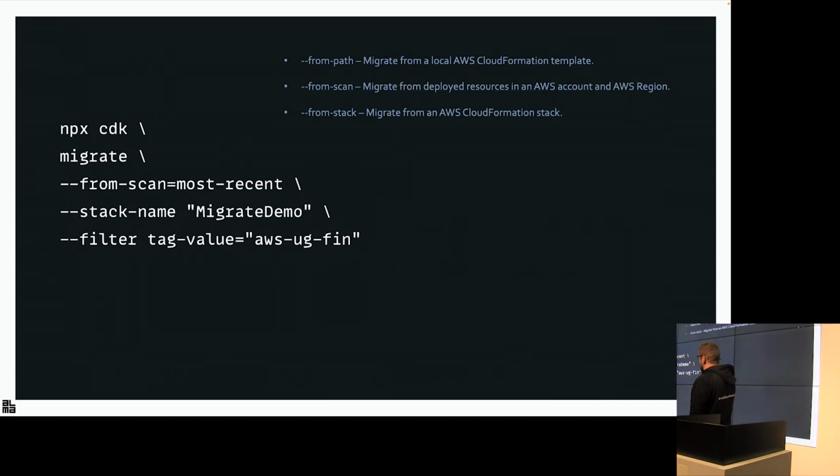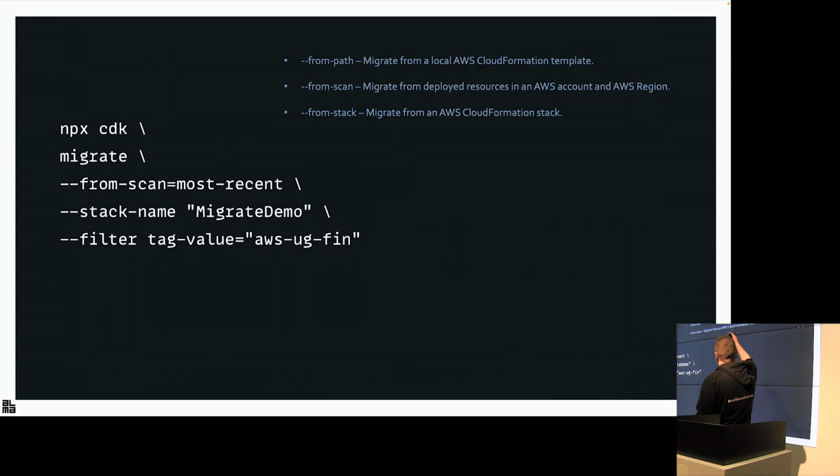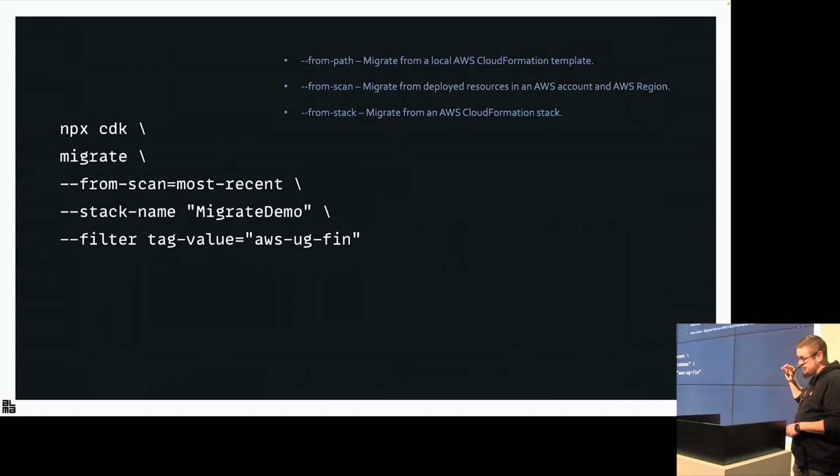You can say from the most recent scan, or you can specify a new scan. At least it seems that you can't yet specify some specific previous scan. So it's just the most recent or a new scan. Alternatively, you could say from-path, so if you have a CloudFormation template on your own computer, you could specify from-path, or from-stack if you want to reference an existing CloudFormation stack in your AWS account. But here I'm most interested in the scanning results, so I'm using from-scan.